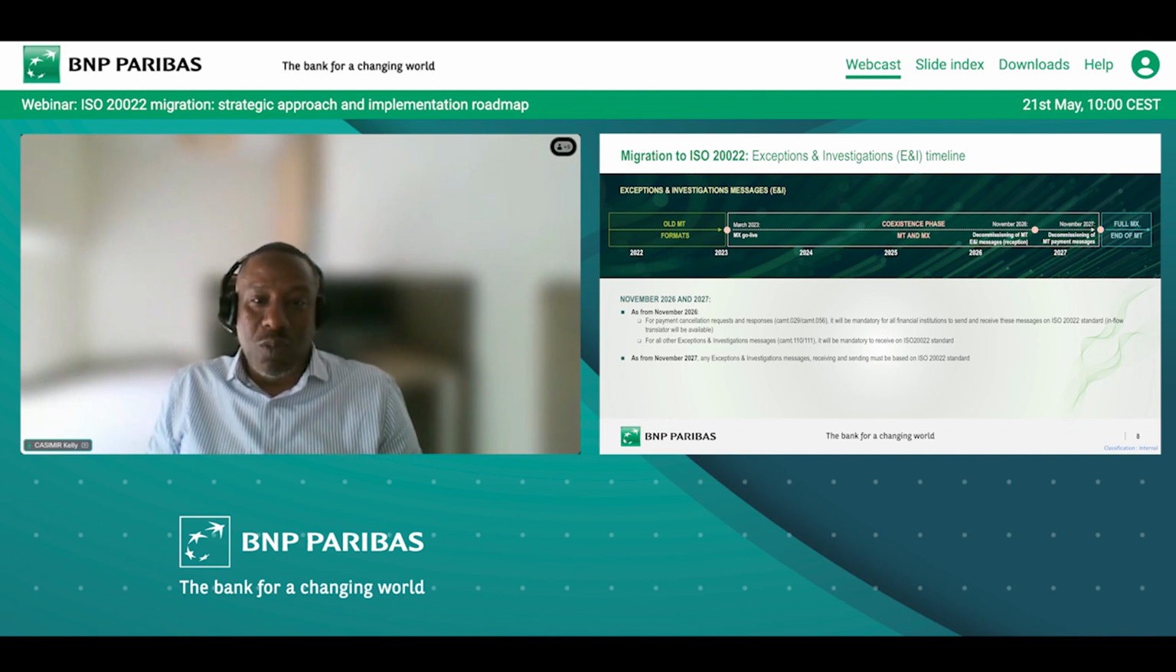Here, there are two main milestones. As from November 2026, for payment cancellation requests and responses, CAMT 29, CAMT 56, it will be mandatory for all financial institutions to send and receive these messages on ISO 20022 standard. All other exception and investigation messages, it will be mandatory to receive on ISO 20022, so only the reception. And as from November 2027, for all exception and investigation messages, receiving and sending must be based on ISO 20022 standard.